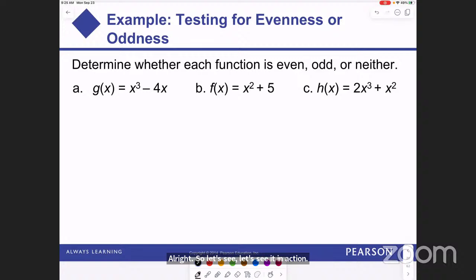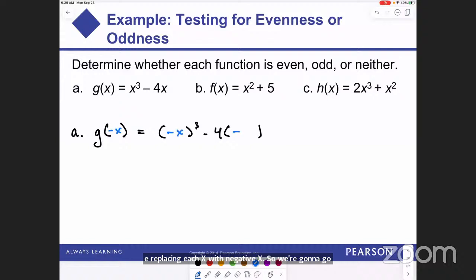So with A, first we want to replace each x with negative x. All right. So we have our g of x equals x cubed minus 4x. I started by replacing each x with a blank parentheses. Again, what goes into the blank parentheses? We're replacing each x with negative x. So we're going to go like this, and like this.